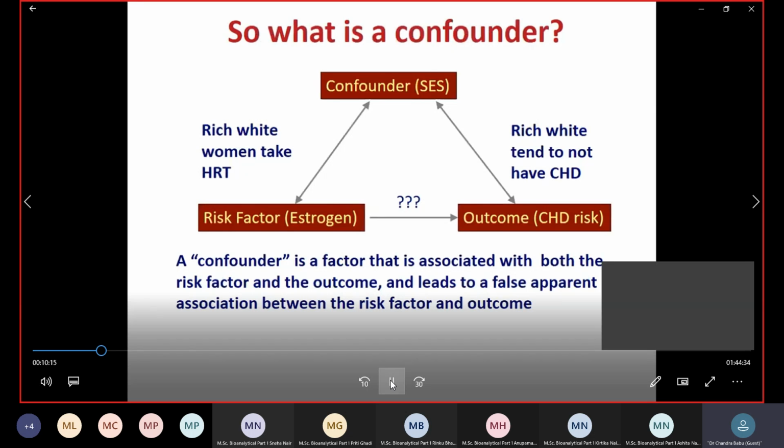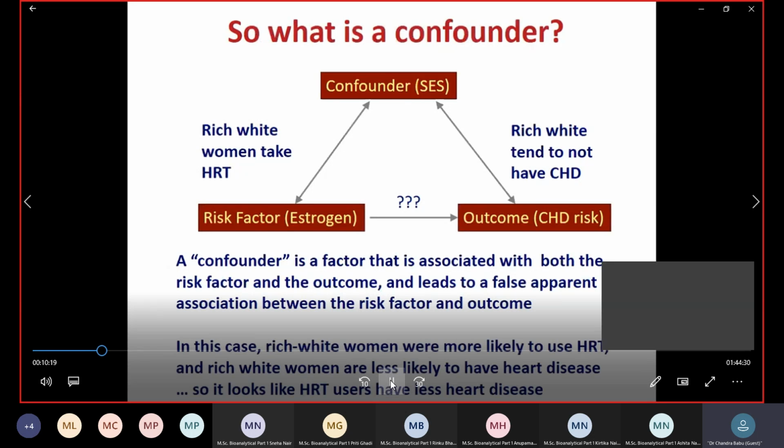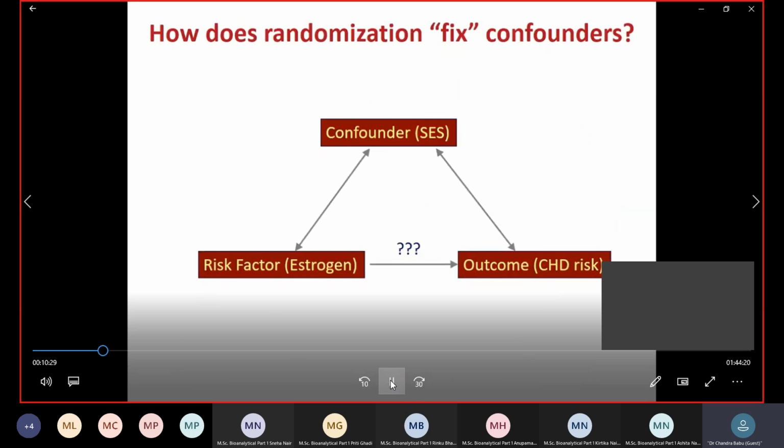And these can lead to false associations, and that's what happened here. In this case, rich white women are more likely to take hormone replacement, and rich white women are less likely to have heart disease. So it looks like hormone replacement protected you from heart disease.